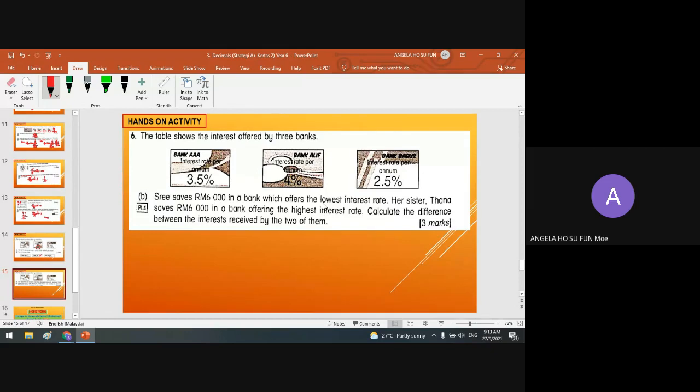The keywords here are lowest rate and highest rate. Fast, fast, fast. You can do the answer like this. Find the difference of the interest rate first. Highest is this, right? Lowest is this.